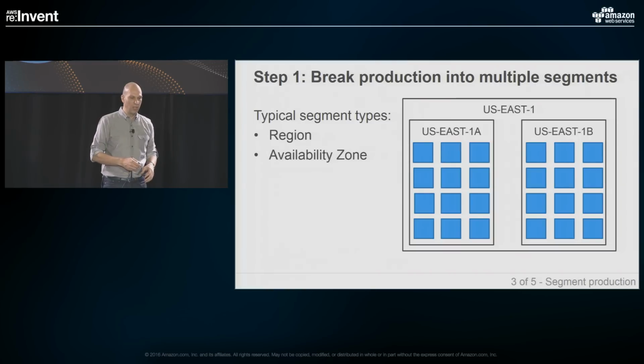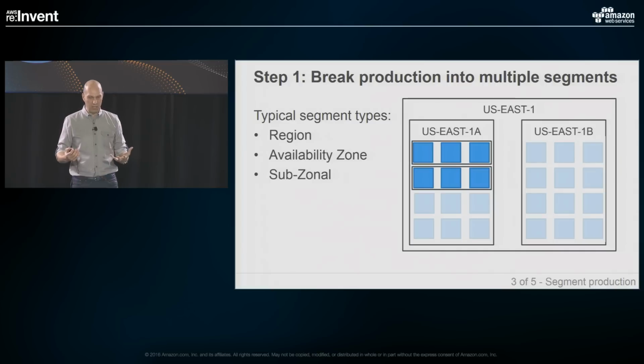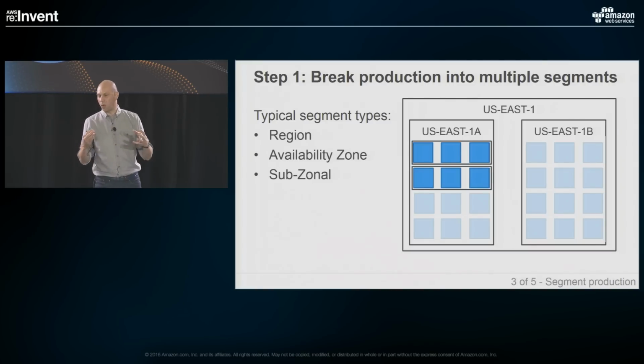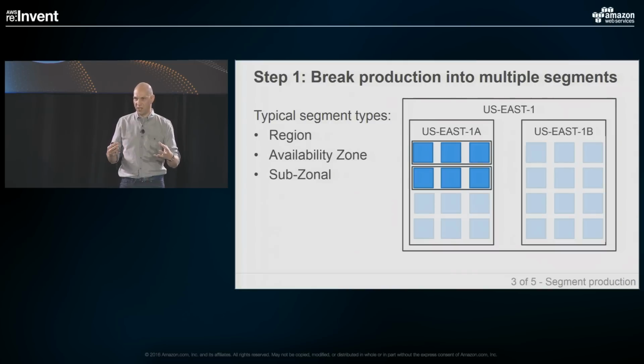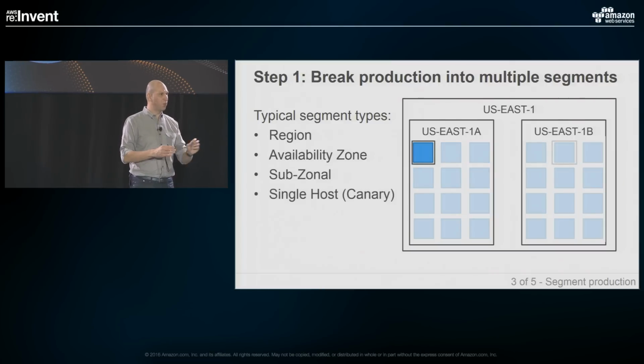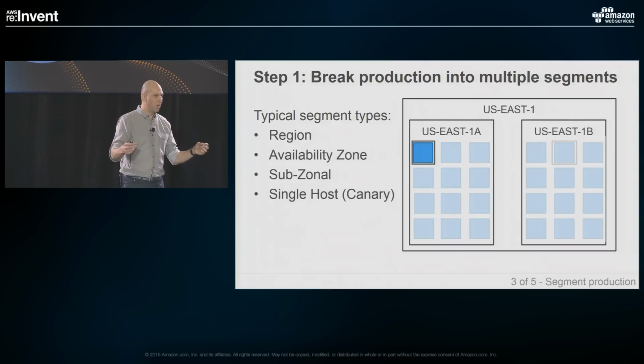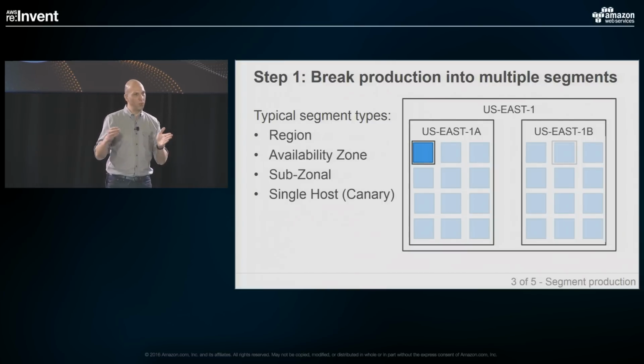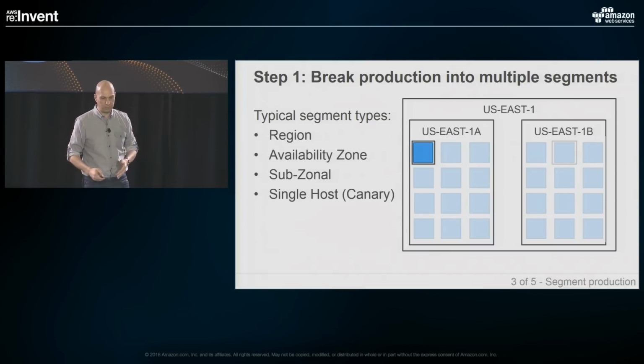Now, some of our very large teams don't deploy to a zone at a time, they deploy to a subzonal region we call a cell. But you need to be at quite large scale to want to go to a cellular style architecture. But one thing all teams want to do is a little test before they go out to the rest of their segments. So this is a Canary deployment, where they deploy to a single host and make sure it's working correctly before deploying out to the rest of production.